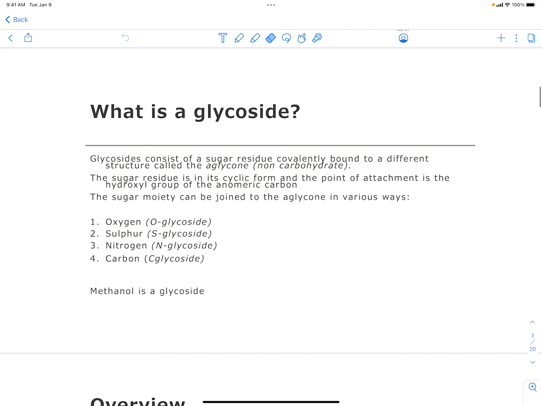So a glycoside basically consists of sugar bound to a different structure. And this different structure is an aglycone, meaning that it's not another sugar. The sugars are going to attach themselves through the hydroxyl group of the anomeric carbon, and they can be joined in various ways. We're going to have oxygen linkages, O-glycosides, sulfur linkages, nitrogen, and carbon linkages.